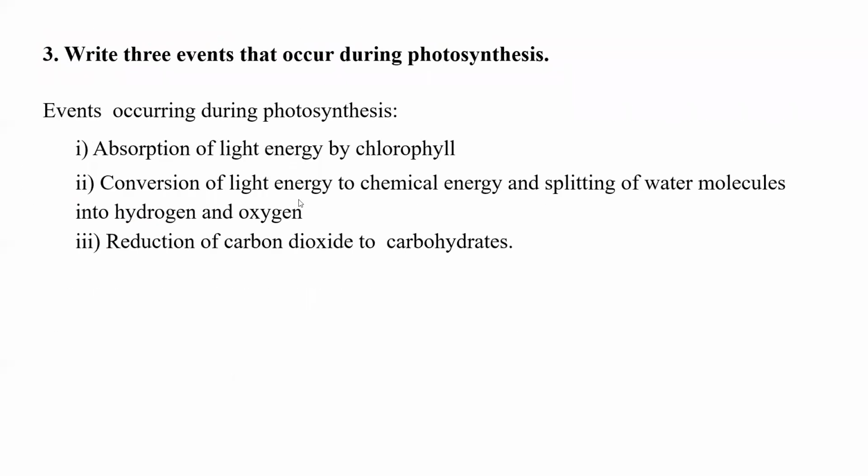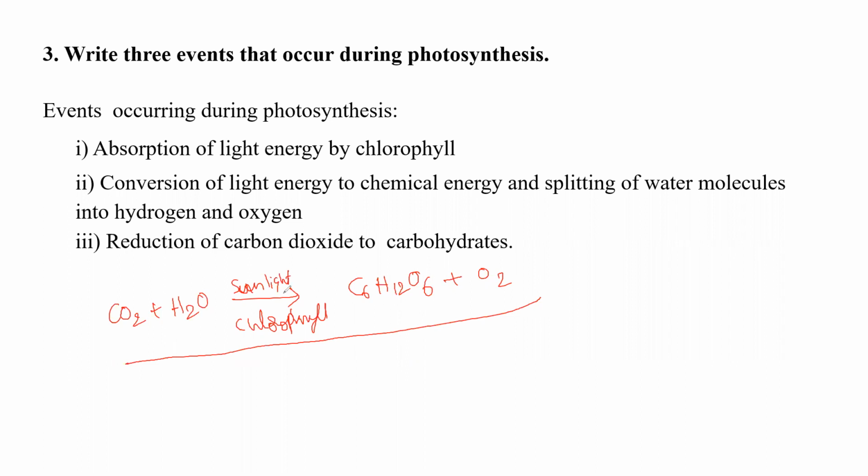Next, the third question: write the 3 events that occur during photosynthesis. As you know, the photosynthesis process is carbon dioxide and water, in the presence of sunlight and chlorophyll, converting into glucose, C6H12O6, plus release of oxygen gas. In this complete photosynthesis process, what are the changes? What events are taking place? Those we have to write.